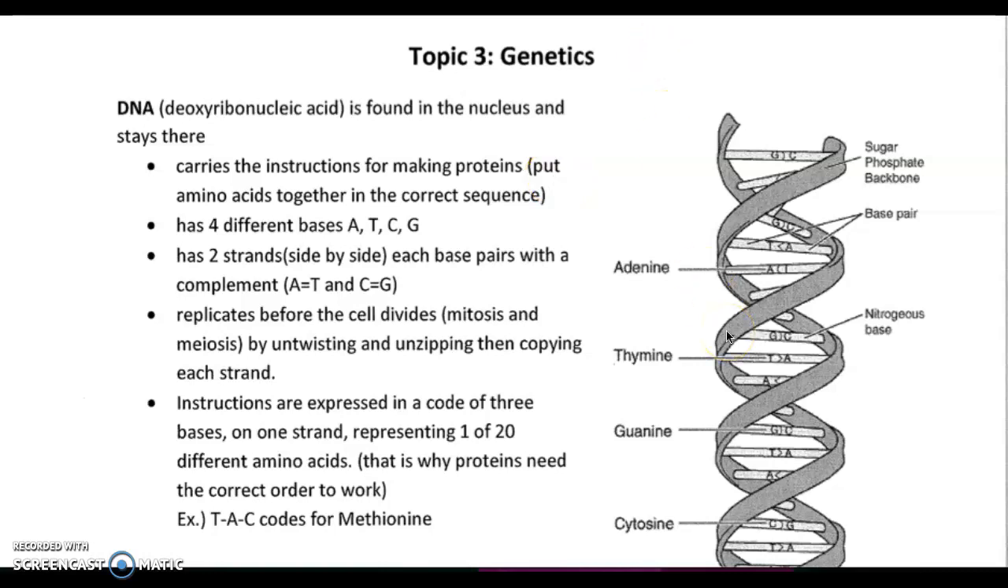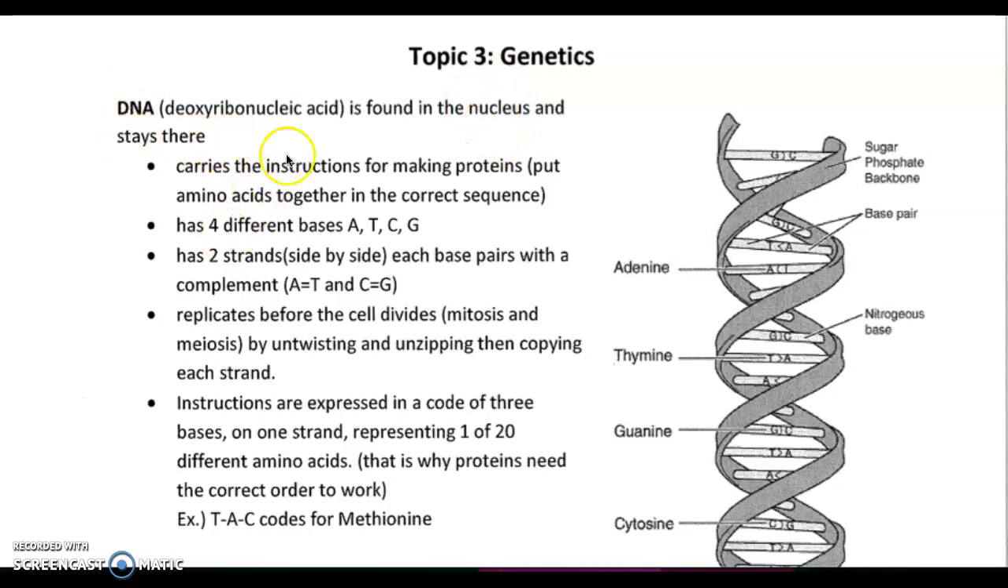Hi guys, so this is going to be the review for topic 3, which is genetics. With genetics, our main topic here is DNA. I want you guys to remember that DNA is found in the nucleus, okay? That's the organelle where you find DNA, and DNA is short for deoxyribonucleic acid. That is found in the nucleus.